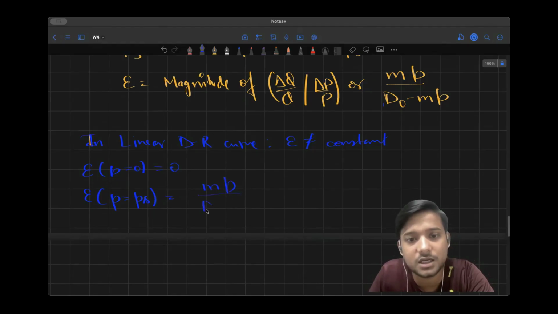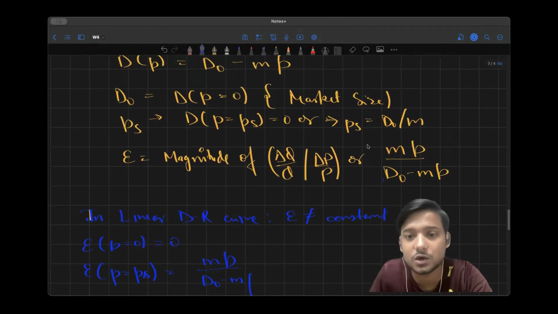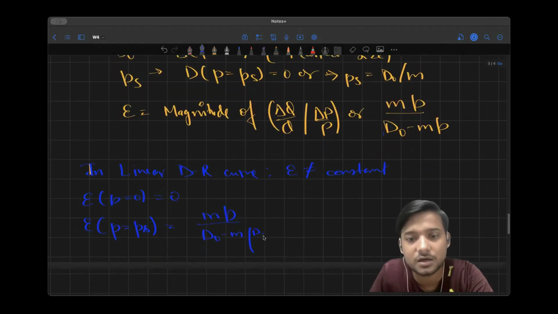MP divided by D naught minus M. P satiating, if you remember, is D naught by M. So we will have D naught by M. So this becomes MP divided by 0. And you can say this tends to infinity.